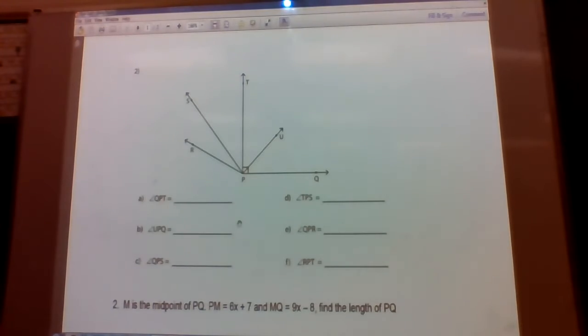Okay, so the first question here is asking us to name, I cut off a little bit, or I think this is the document version instead of the PDF version, but it's asking us to classify these angles as either acute, obtuse, right, or straight. So are they right angles, straight angles, obtuse angles, or acute angles?